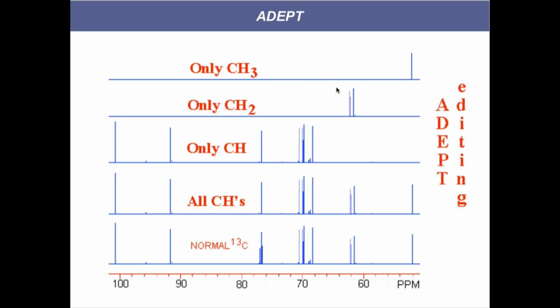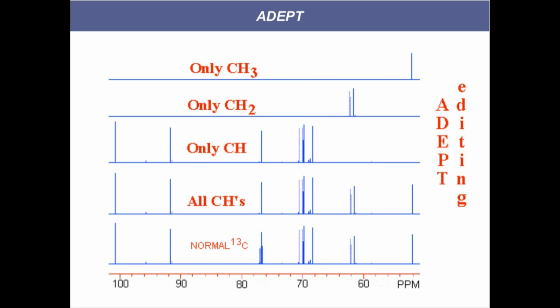Now, here they flipped this over. Remember that our CH2s would be inverted. So they inverted these peaks just so we could see everything up. That's what the ADEPT editing does. There's no point in showing it inverted if it's the only peak there. If it's an ADEPT, we know that those are our CH2s.